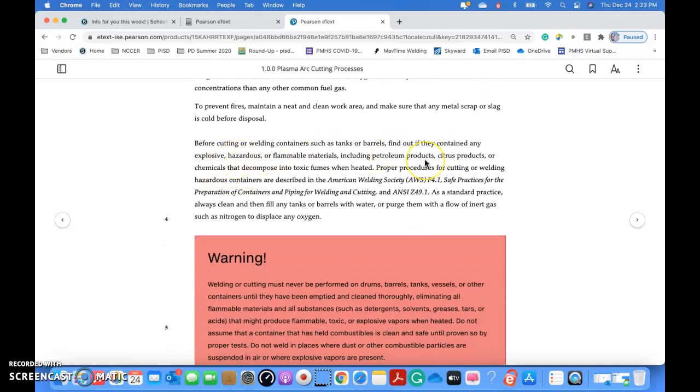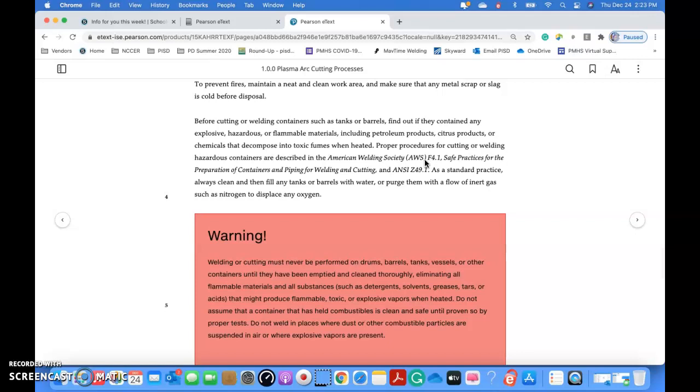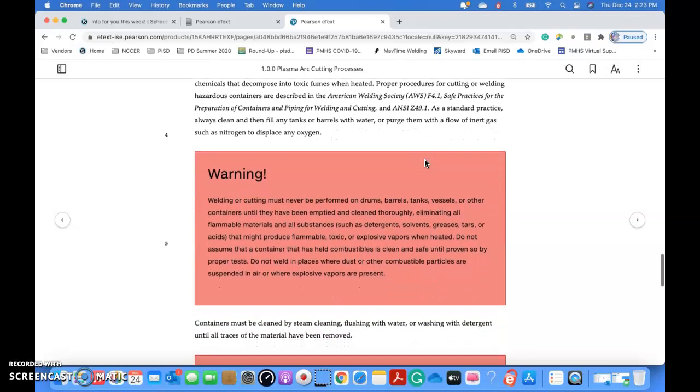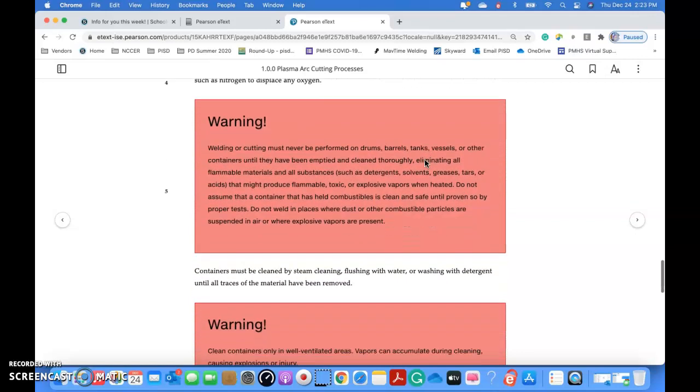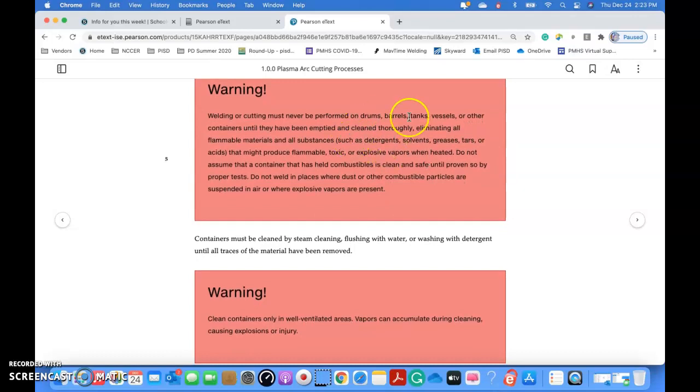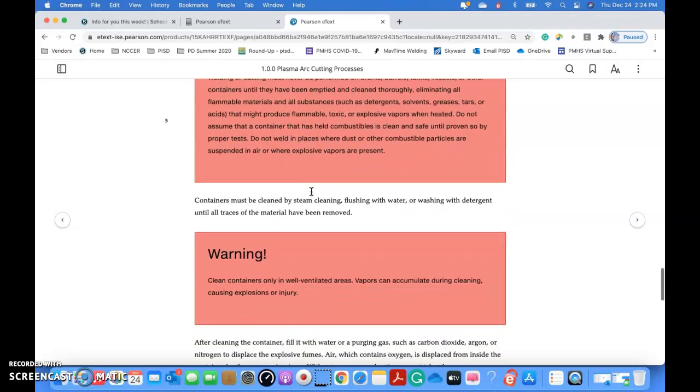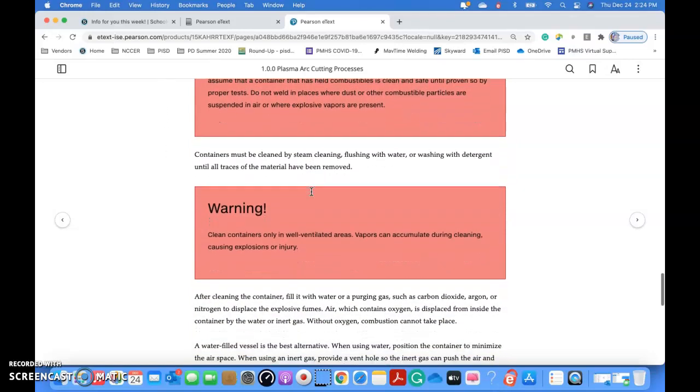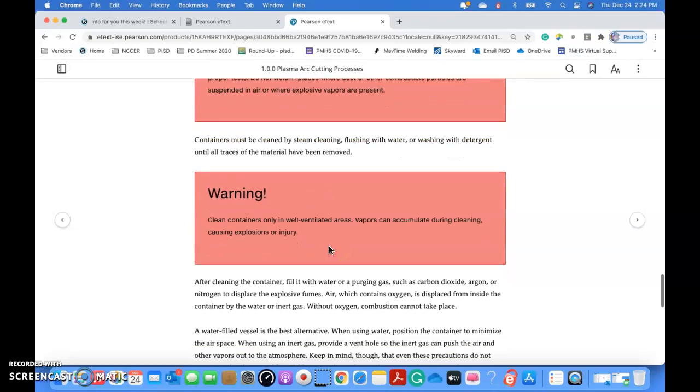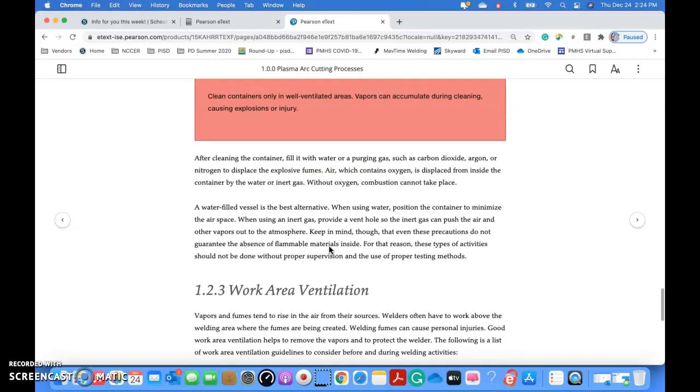Before cutting or welding containers such as tanks or barrels, find out what they contain and do the proper prep and purge. Welding and cutting must never be performed on drums, barrels, tanks, vessels or other containers that have been emptied and cleaned without first purging the gases or filling with water. Clean containers only in well-ventilated areas. Vapors can accumulate, causing explosions.